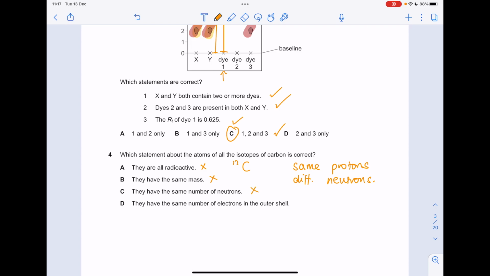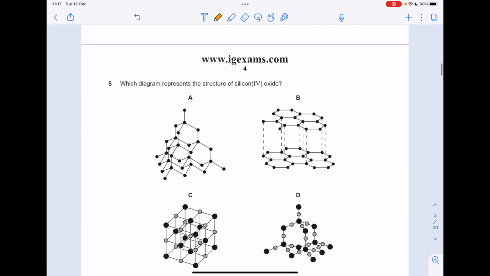They have the same number of electrons in the outer shell. Yes, because they're all neutral, it means that if they have the same number of protons, by definition, they must have the same number of electrons to counterbalance that positive charge from the protons. So the answer here is D.